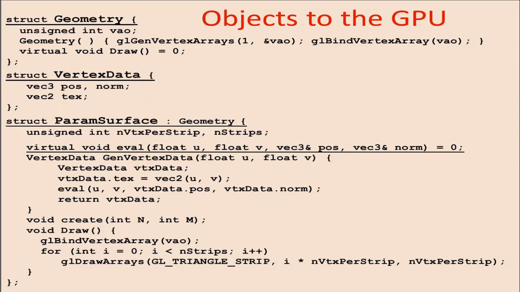So here we define a pure virtual function called eval, or evaluation, that should be specified in classes derived from this param surface base class. The creation of the surface data on the GPU happens in the create function. When the param surface is drawn, the VAO is activated again, since other VAOs may become active between the construction of this object and its drawing. Then the VAO is drawn, stating that its vertices define a triangle strip in each row of the tessellation structure.